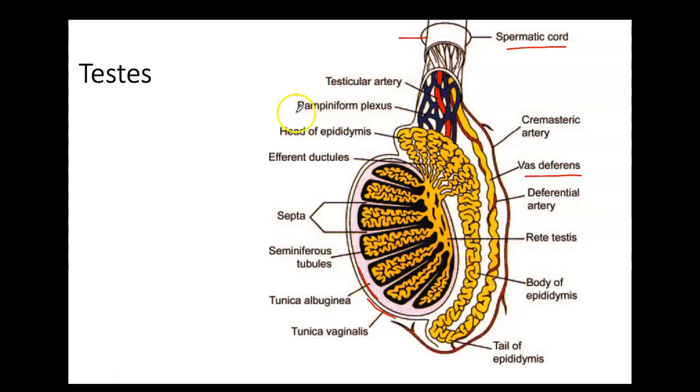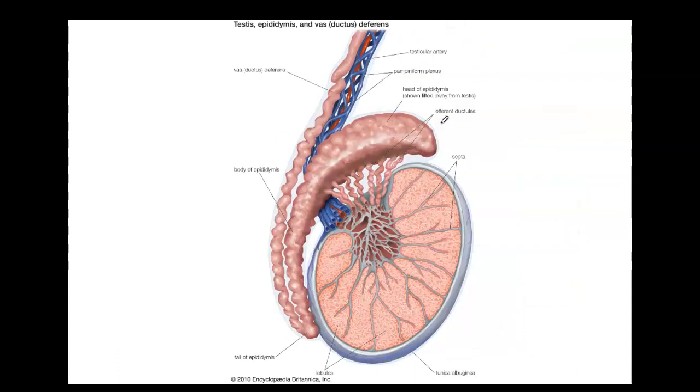I do want to, next you'll have the pampiniform plexus, and this is just a network of veins here, which is going to warm up this blood from the testicular artery. So the pampiniform plexus is all this network of veins in the area. But let's go to prostate gland. Oh, just one more picture here. If you had this little covering again on the testicle, is the epididymis, and then body of epididymis, tail of epididymis, and then it's going to become the vas or the ductus deferens.